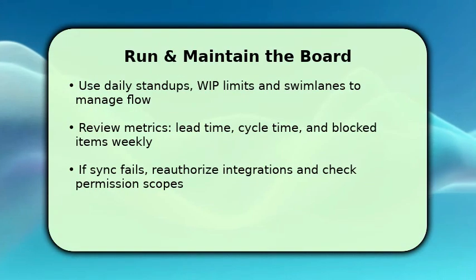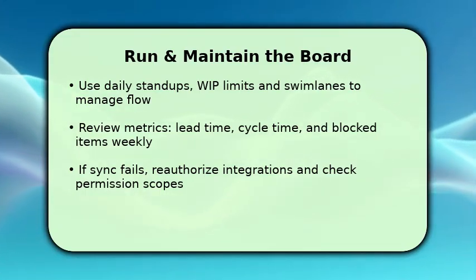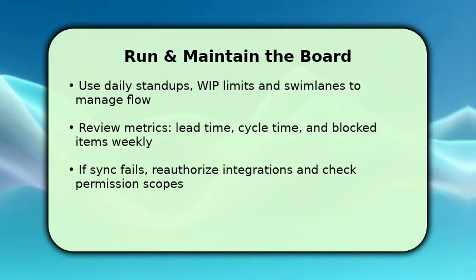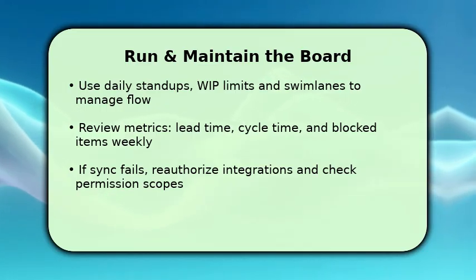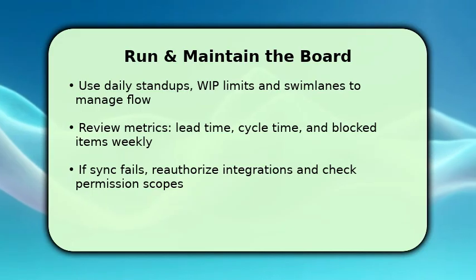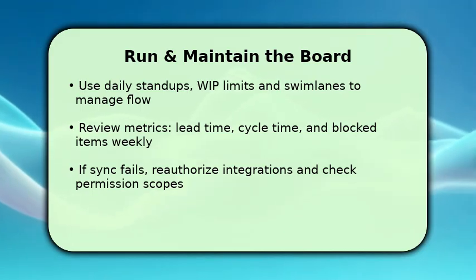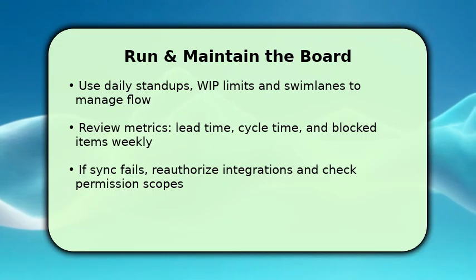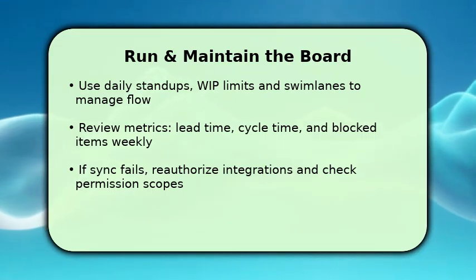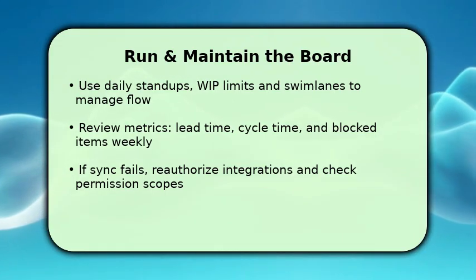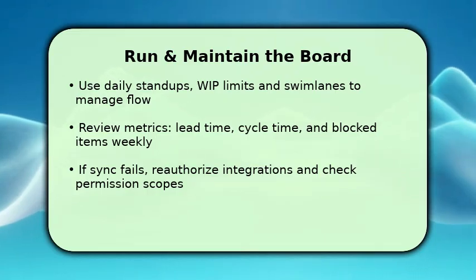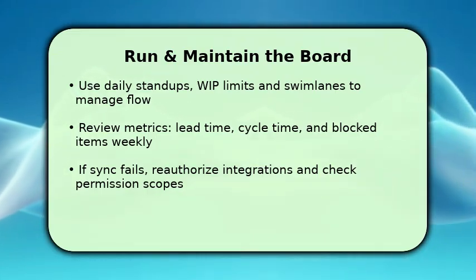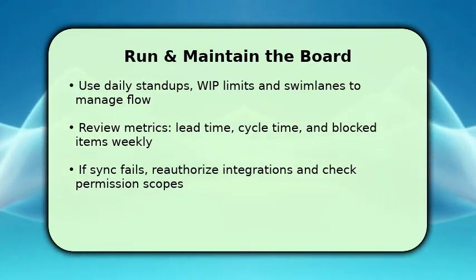You run the board with discipline, daily stand-ups, work-in-progress limits, and swim lanes to keep focus and control flow. Once per week, review metrics like lead and cycle time to identify bottlenecks and adjust policies. This is how continuous improvement happens. Make sure to archive stale items and refine rules after retrospectives so the board evolves with the team. If something breaks, reauthorize integrations and verify permission scopes immediately to restore links between commits, pipelines, and cards.